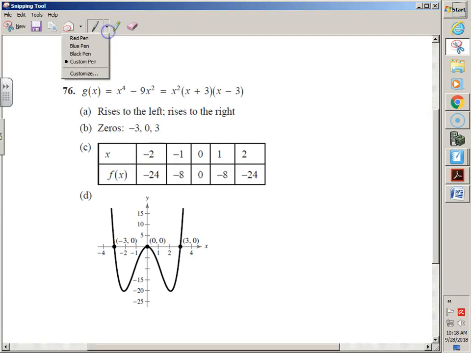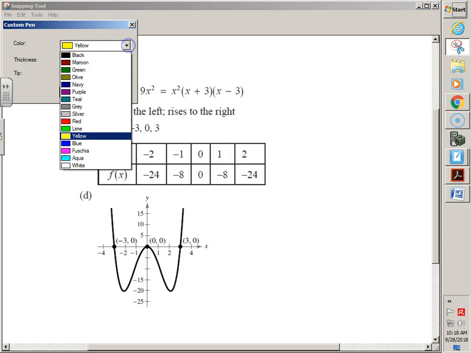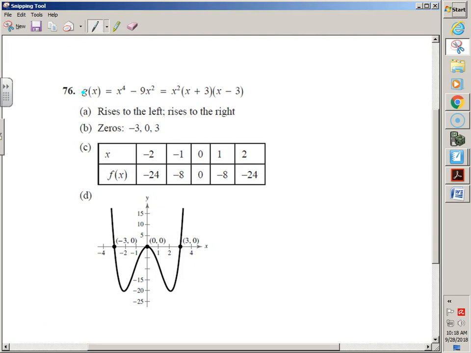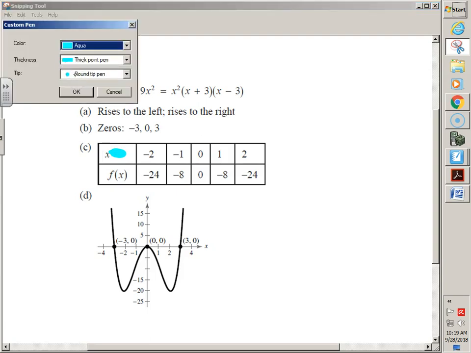Ooh, that's not the custom pen I want. Hold on. Ugh. Why is it blue? Struggle.